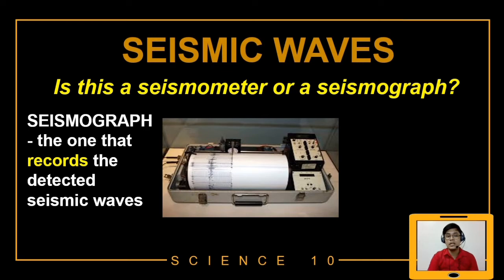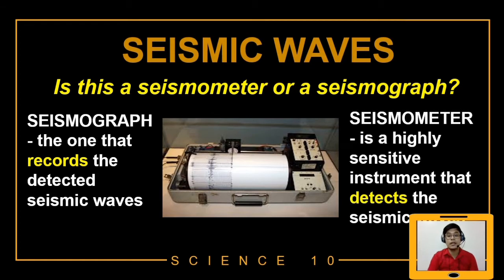And the question is, what is the seismometer? Seismometer, on the other hand, is a highly sensitive instrument that detects the seismic waves. So this seismograph and seismometer work hand in hand, because the seismometer is actually located inside the seismograph, wherein the seismometer is the one who will detect the seismic wave, and after this detection, it will then be recorded by the seismograph. And how about the next picture?